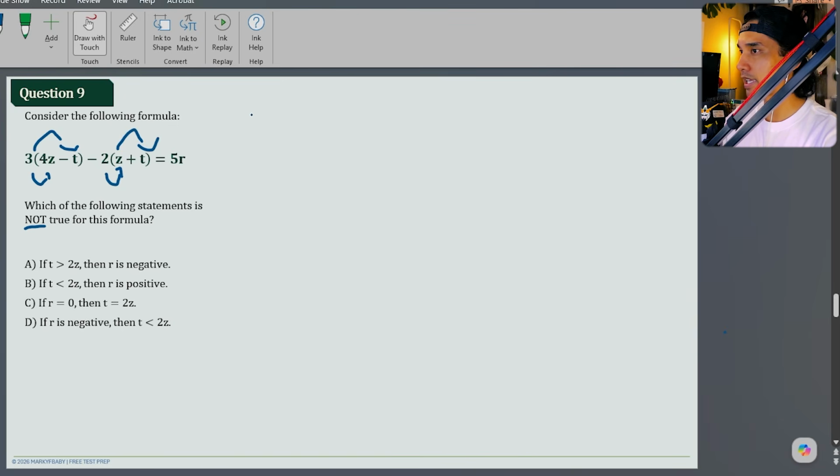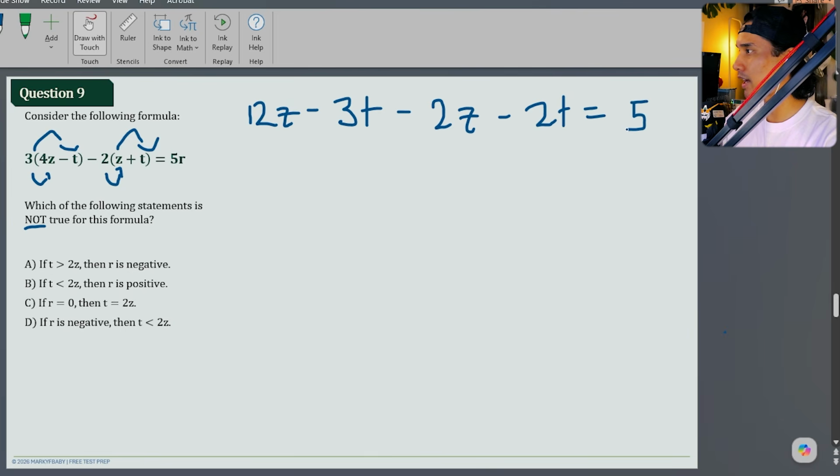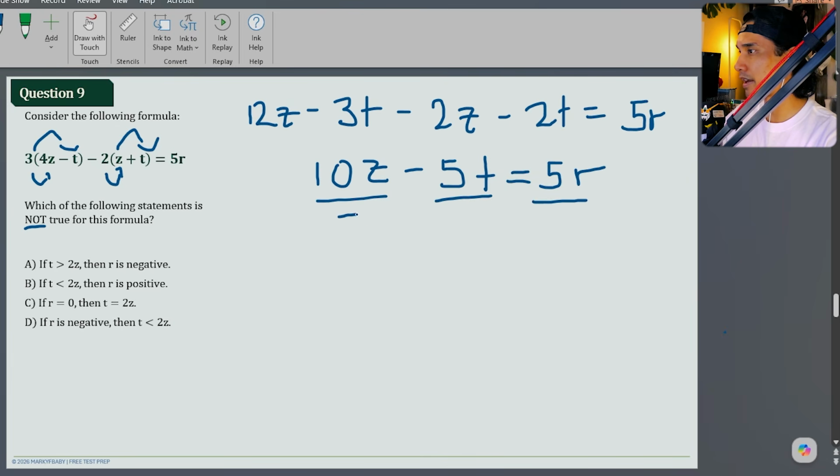Okay? So then I get 12z minus 3t minus 2z and then minus 2t equals 5r. And then let's combine like terms, giving me 10z minus 5t equals 5r. I could divide everything by 5, giving me 2z minus t equaling r.